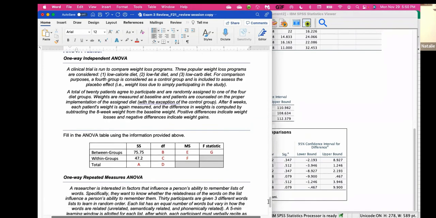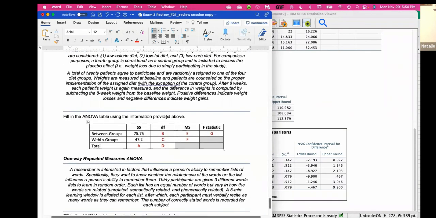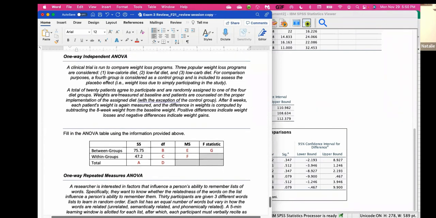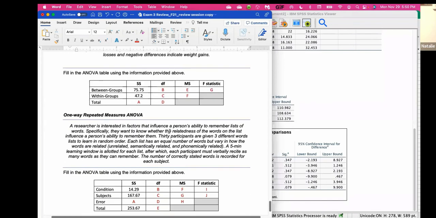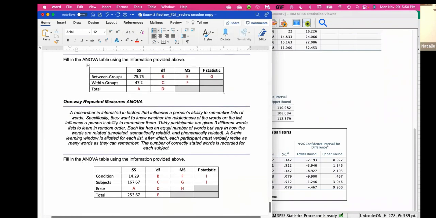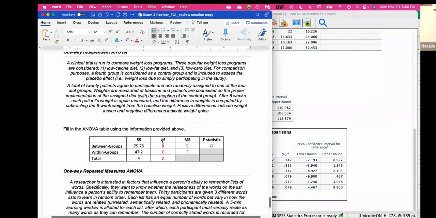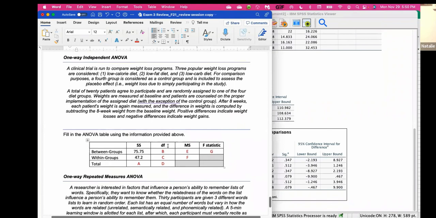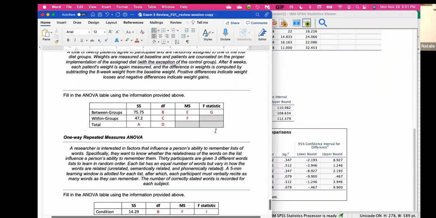The last two examples on here are for calculating the different components of your ANOVA tables. So I've given you a research scenario. From those, you want to figure out, say for an independent ANOVA, how many groups there are and your total sample size. Once you figure those parts out, you can figure out your degrees of freedom, and that pretty much sets you up to calculate the rest of your table.